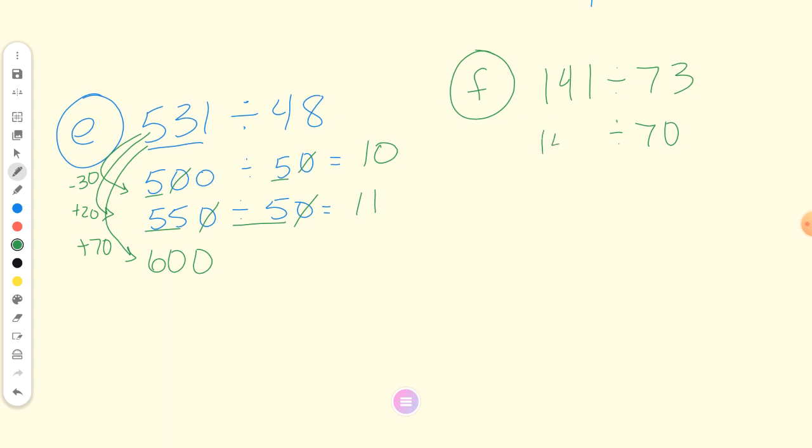14 or 140, because when you went to look, you're thinking of multiples of 7 that are close to 14. Is 14 pretty close to 14? Yes. So 14 divided by 7 is 2. Cancel our zeros. So 73 goes into 141 about 2 times. Raise your hand if you like this. It's not so terrible. Okay, mental math is probably easier, but estimating's not awful.